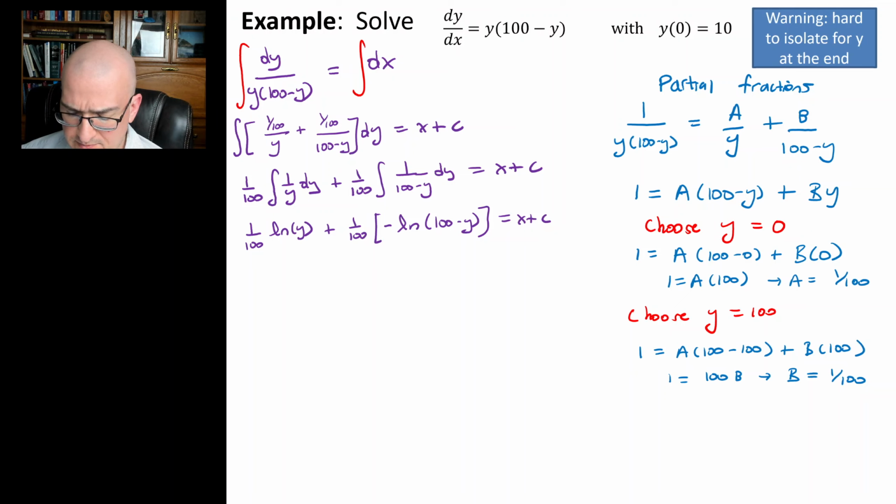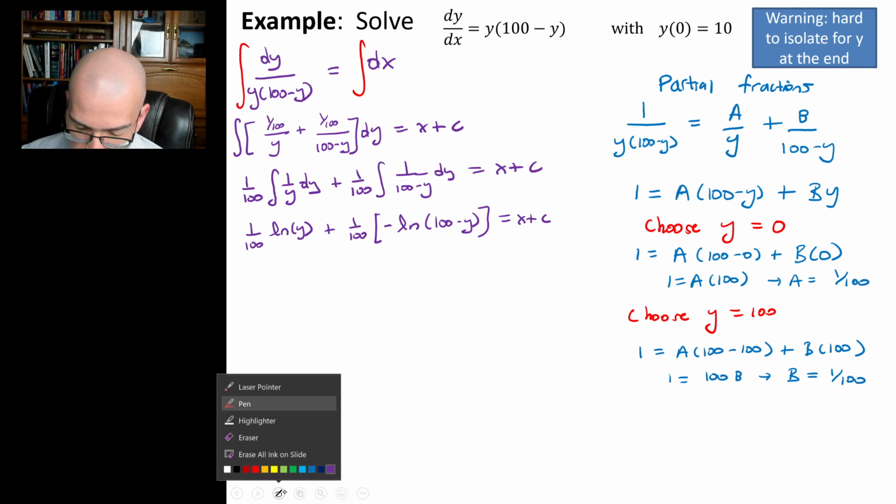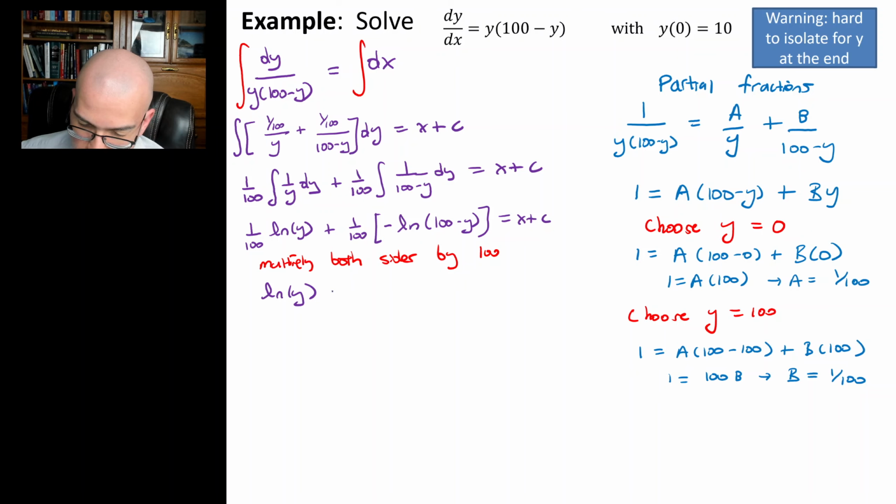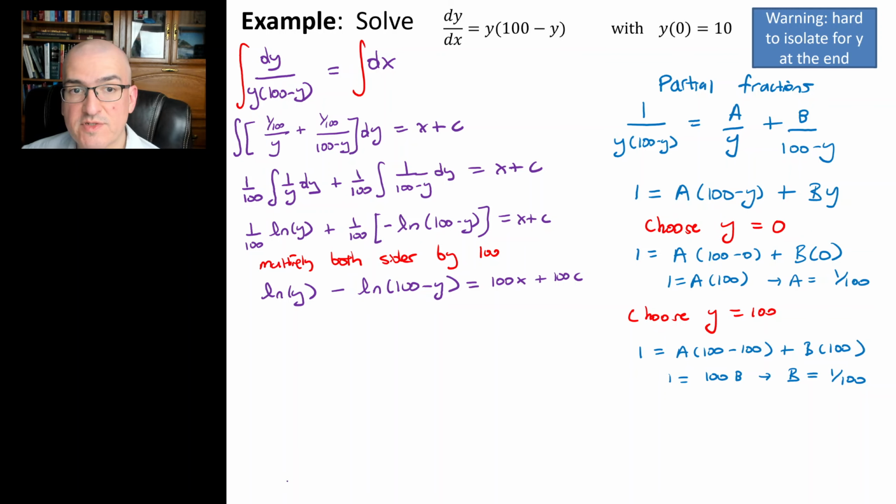Now we have a bit of a mess here. We have lots of fractions. I want to get rid of those fractions, so I'm going to multiply both sides by 100. So we have ln y minus the ln of 100 minus y is equal to 100x plus 100c. And now we can use the condition, find the value of c using y of 0 is equal to 10.